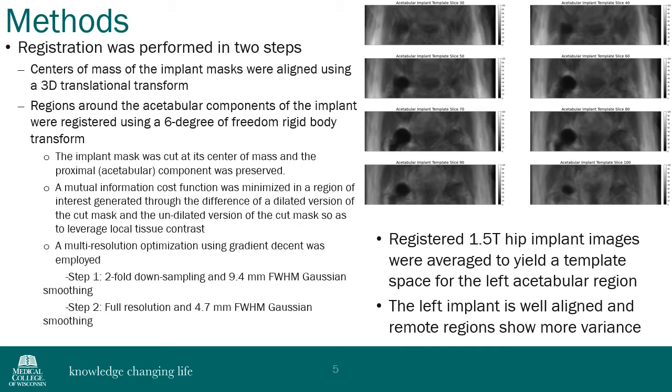A multi-resolution algorithm was employed for registration with the first pass including a 2-fold spatial downsampling and a 9.4 mm full width at half maximum smoothing, and the second pass included no downsampling and a 4.7 mm full width half max smoothing. This image shows registered 1.5T implant images of the patient's left, and it is clear that the acetabular region is well aligned while remote regions show significant divergence.